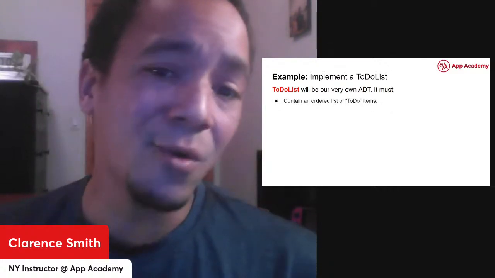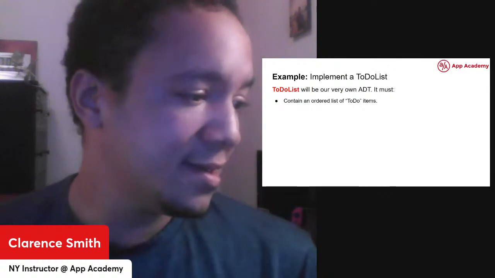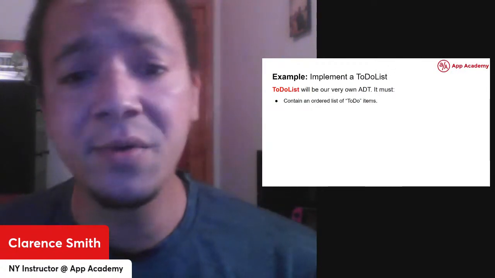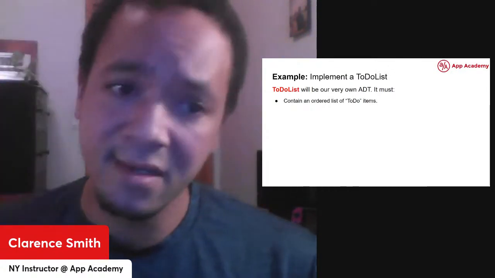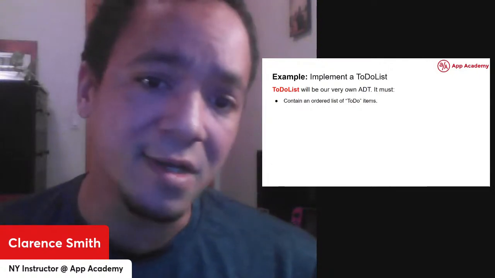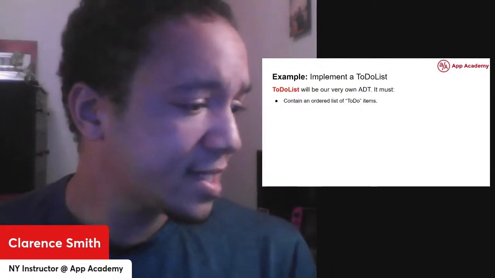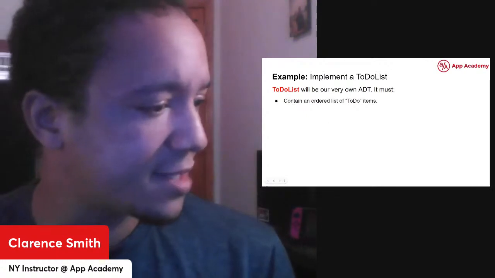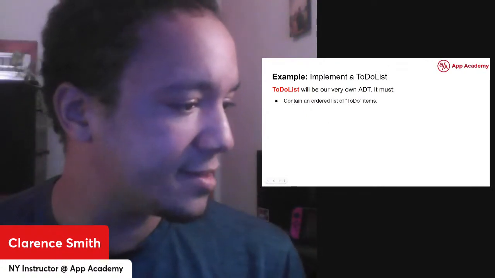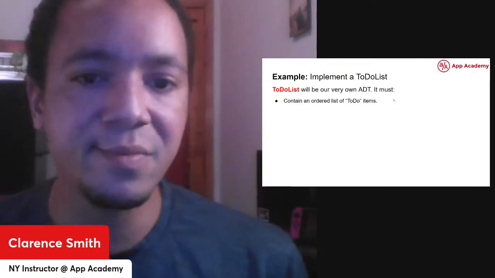So some other things to think of. It should contain an ordered list of to-do items. A lot of times a to-do list has to go in order. Do this, this, this, this. So for our implementation, it must be in order. Keep track of the items that are done or not done. Track my errands. Provide tasks and complete them.